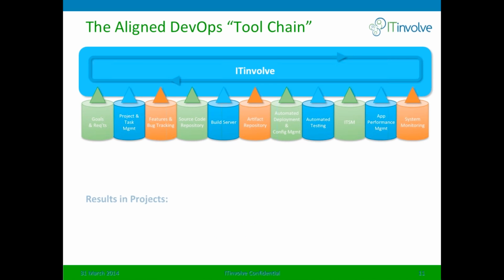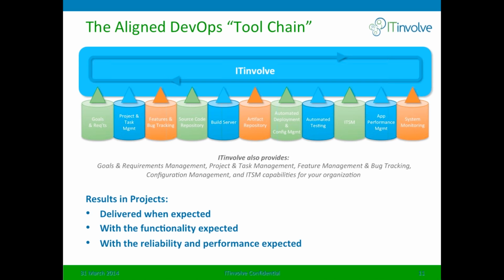ITinvolve solves this challenge by aligning the DevOps toolchain. We will sit alongside of your existing investments, whether those might be investments in project management tools or requirements planning tools or automation solutions or your service desk, your change management tool. ITinvolve complements those existing investments and helps you to orchestrate the development lifecycle and align your DevOps toolchain. This results in projects that are delivered when they're expected more often than not, with the functionality that's expected and with the reliability and performance that's expected.